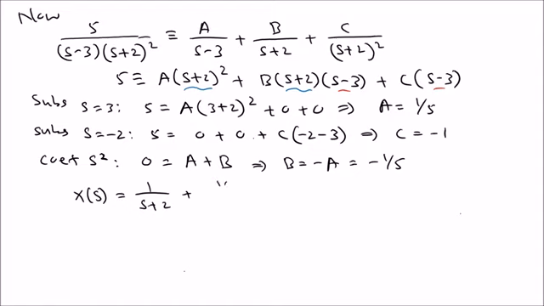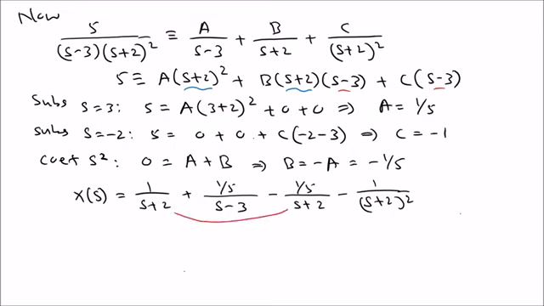So it is 1/5 over s minus 3. That's A, and then we have B. B is negative 1/5 over s plus 2, and the C which is negative 1. So it is negative 1 over (s plus 2) squared. That's what you get. And you can see that you can combine these two.